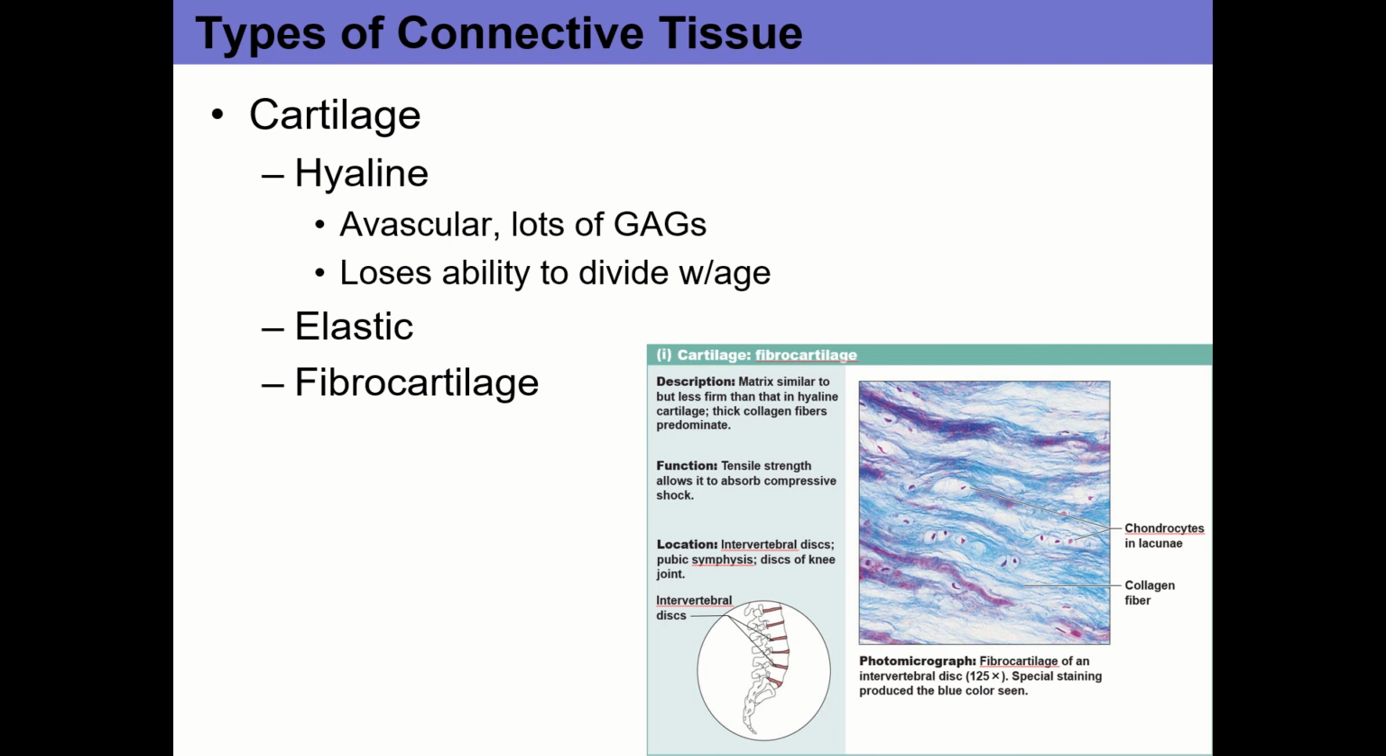We see fibrocartilage in the sternoclavicular joint as a shock absorber as well. Fibrocartilage forms the labrum in both the hip and the shoulder, so the acetabular-femoral and glenohumeral joints. So fibrocartilage, again, primary job is shock absorption.